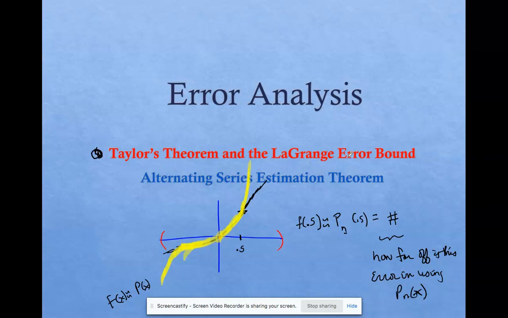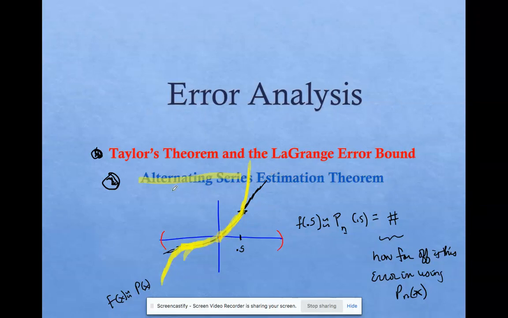So we have Taylor's theorem that goes with the Lagrange error bound. This one is harder than the alternating series estimation theorem, which also gives me a maximum bound for my error. And it is mathematically easier, but of course, guess what? You can only use the alternating series estimation theorem if you have an alternating series. Okay, so Lagrange will always work, but it's nastier than if you can just use the alternating.